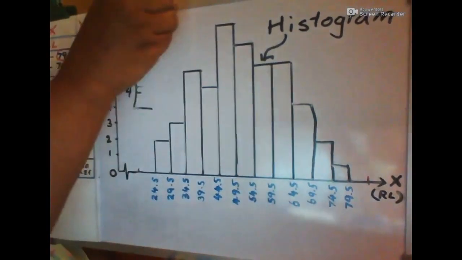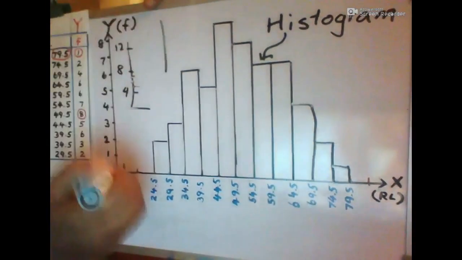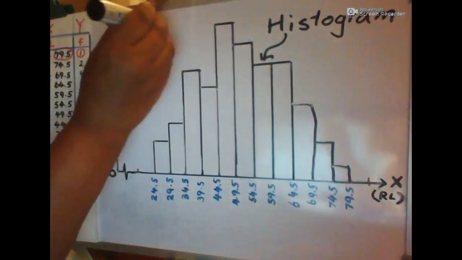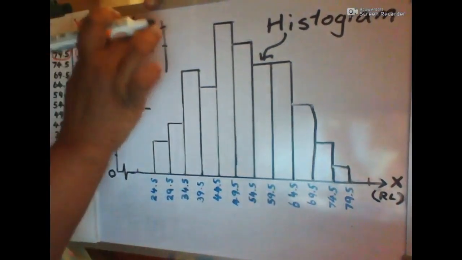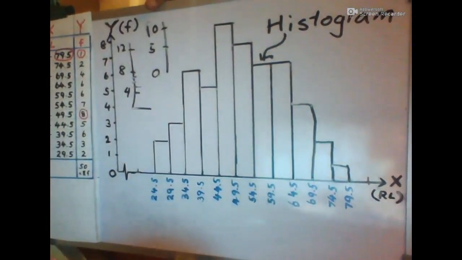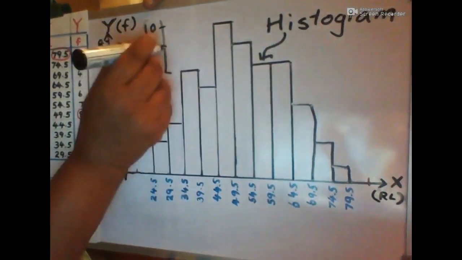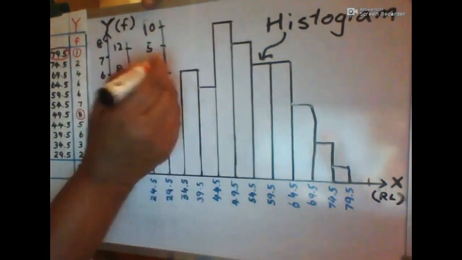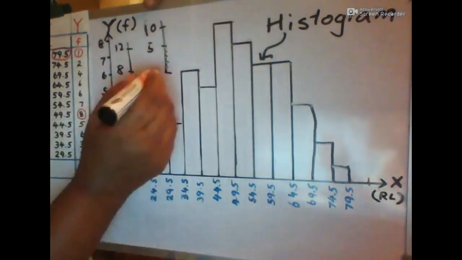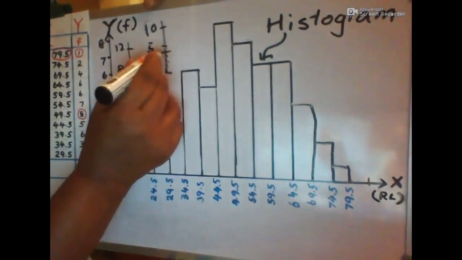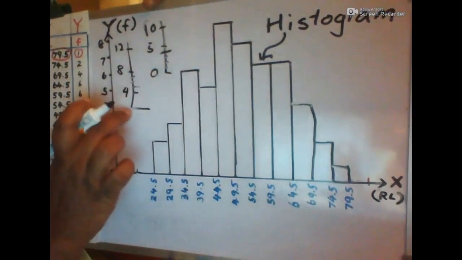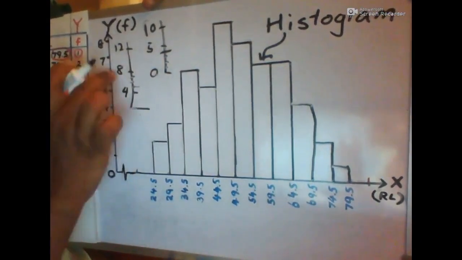Now if you take the axis in odd numbers, say 0, 5, 10, right? If there are 4 students, then you will have to divide this height into 5 equal parts and then count 1, 2, 3, 4 here. So it's difficult. Therefore it's better to take even numbers, right?